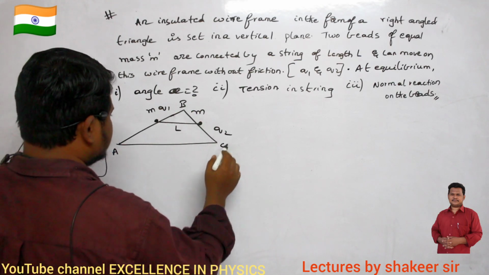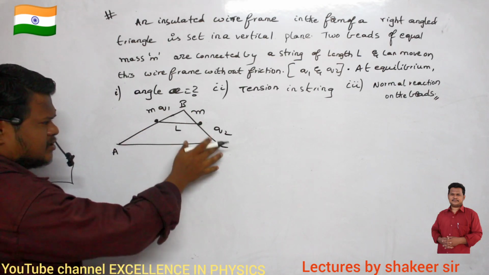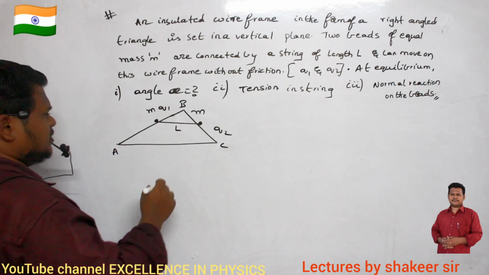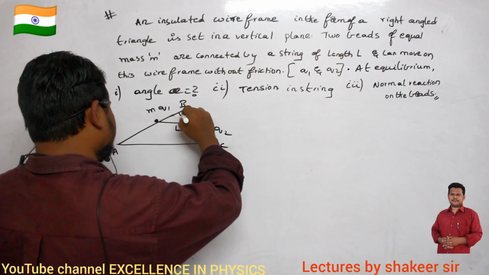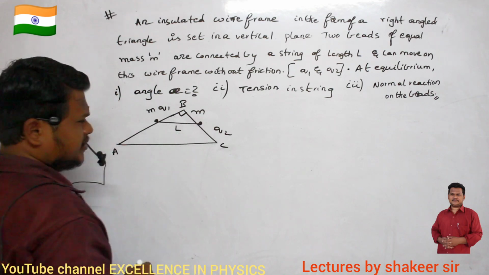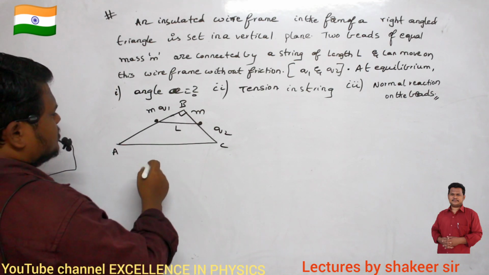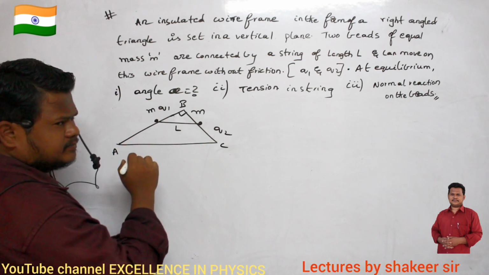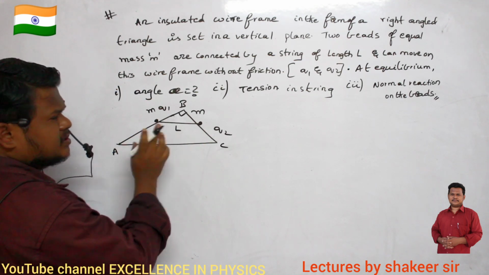Insulated wire frame means what? Charges cannot move through this frame. Are you able to understand? And here what is the angle it is making? Here it is making an angle of 90 degrees. Clear? So two beads, two small balls, are connected by a string and the length of the string is L.